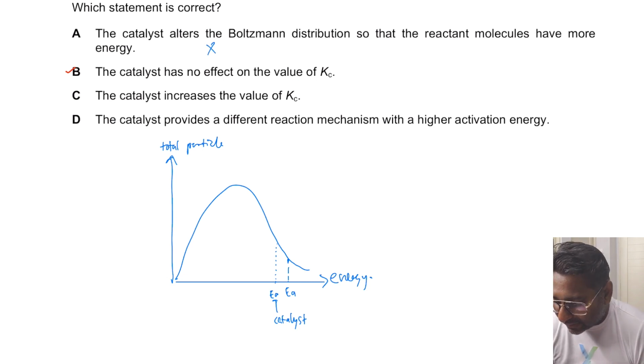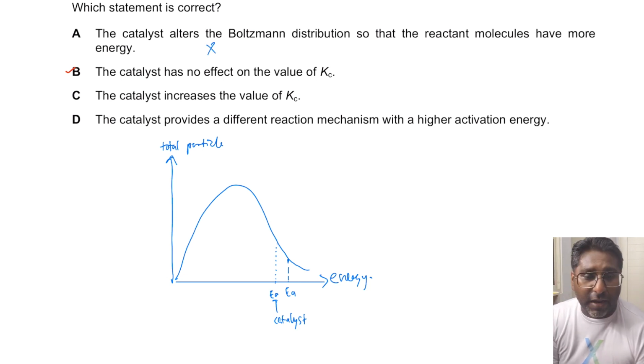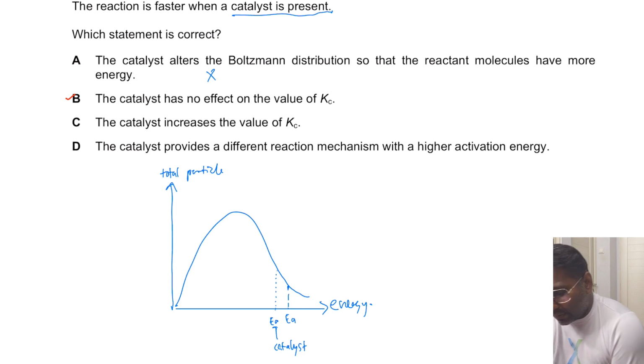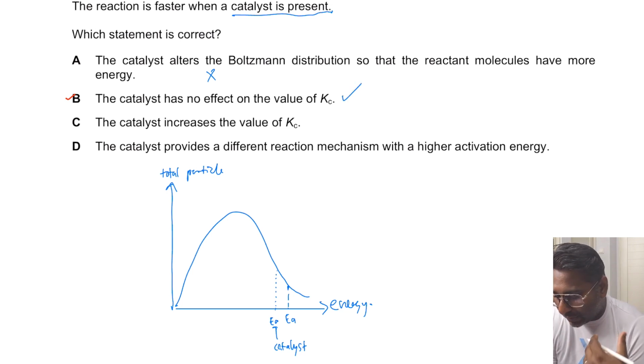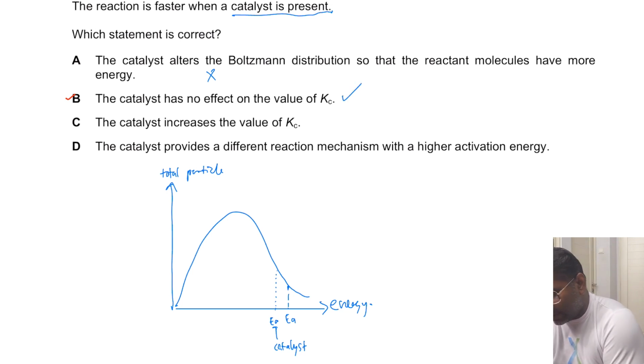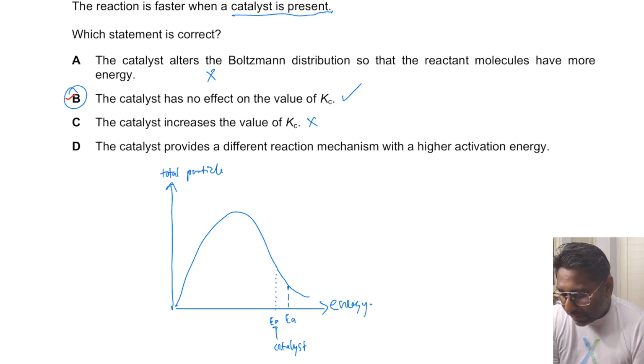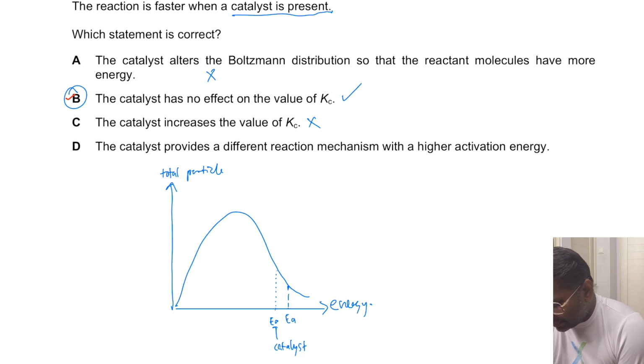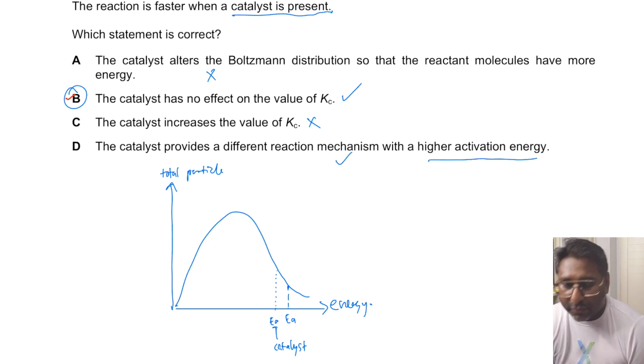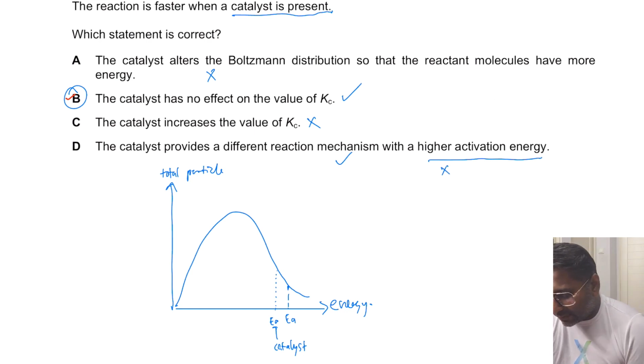The catalyst has no effect on the value of Kc. Just now I told you, yeah, this is correct. Catalyst has no effect. Only temperature has effect towards Kc. The catalyst increases the value of Kc. Wrong. The catalyst provides a different reaction mechanism, yeah, probably, but with lower activation energy. So this is also wrong, yeah. So the answer is going to be B.